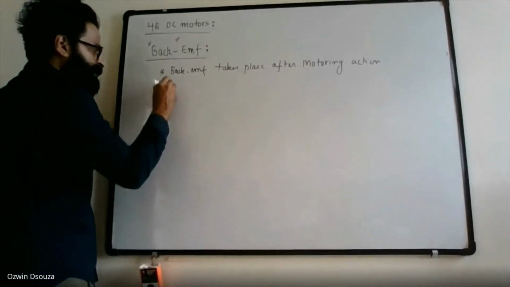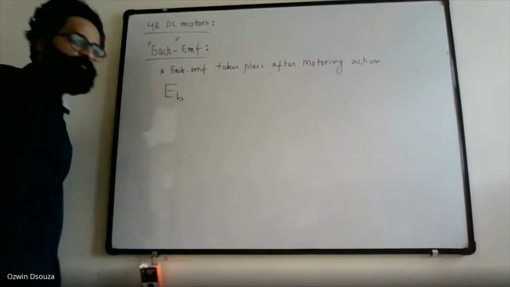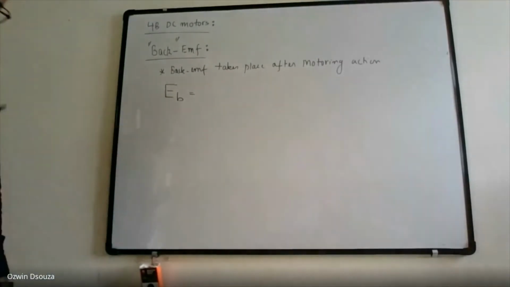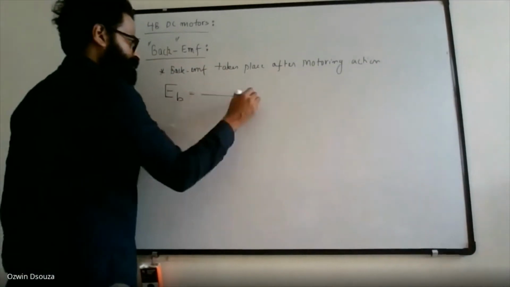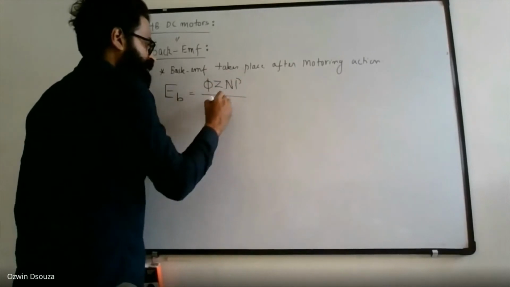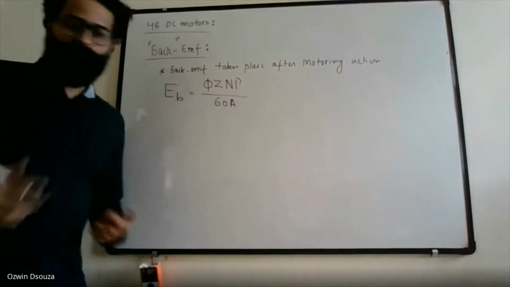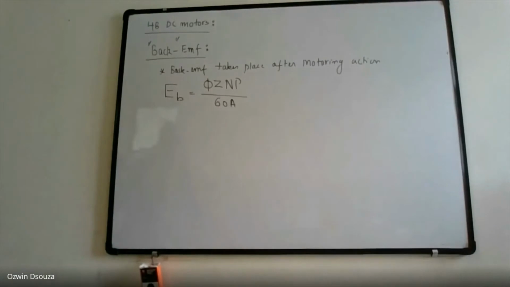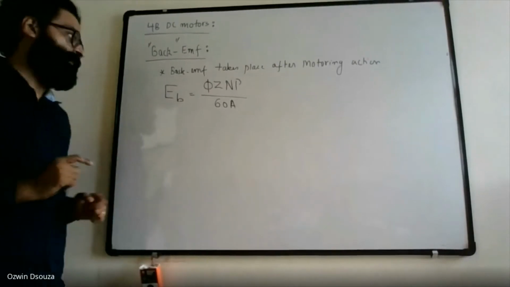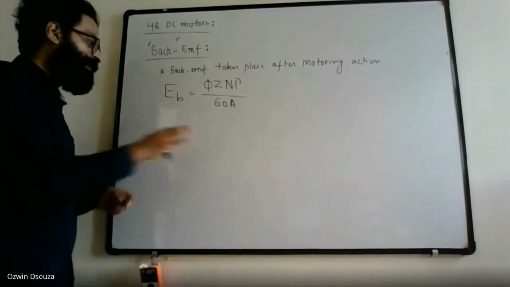However, the back EMF, popularly represented as Eb, can be given with the same generator formula, phi Z N P divided by 60A, because the nature in which it gets developed in the armature is similar to the generating action. All right, so phi Z N P divided by 60A.